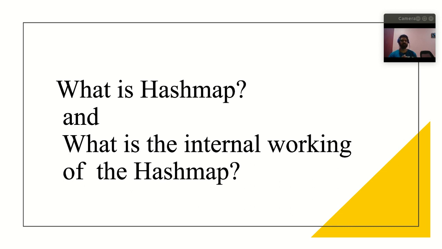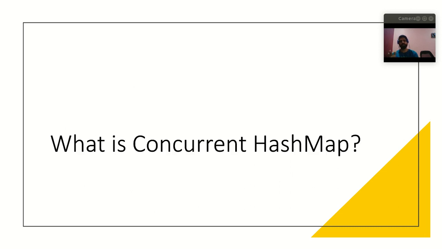So this is just a brief answer on how the hash map works internally. This was an important question, so you have to look into this. The next question he got was what is a concurrent hash map. Basically, concurrent hash map is an update on the hash map.